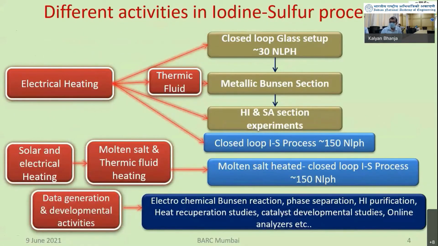These are the different activities going on in BRC. With electrical heating, a glass closed loop has been shown, closed loop in a glass setup. Then metallic Bunsen section, that means we have graduated from glass to metallic systems, hydrochloric acid and sulfuric acid sections, and now we are working on closing the loop in the metallic system. Also, a molten salt heated, same IS process with 150 NLPH capacity is planned to improve the thermal efficiency of the process as such. And then for data generation and developmental activities, various things are going on as this technology is getting matured.